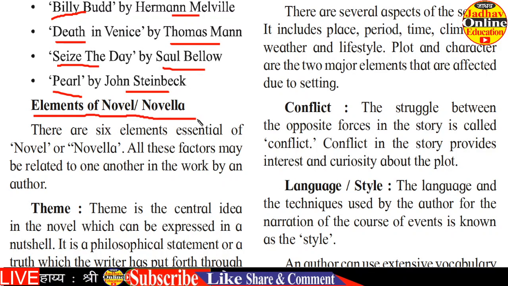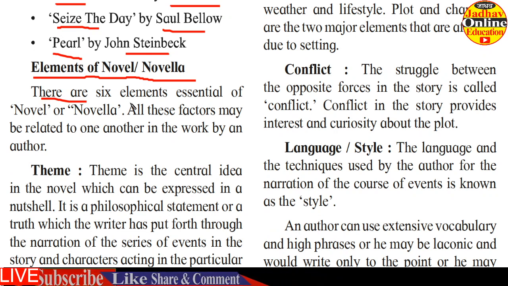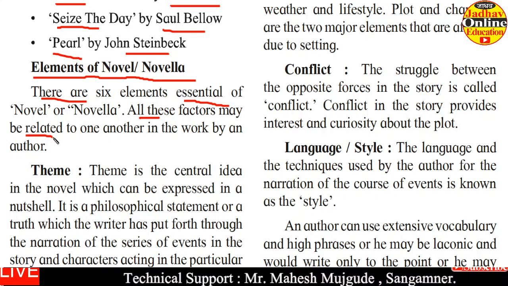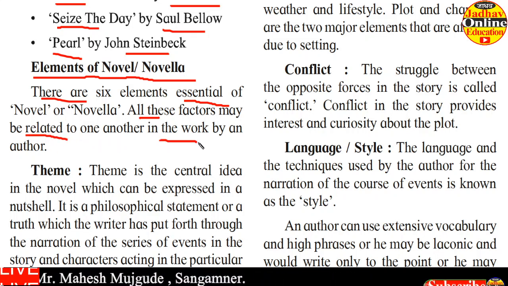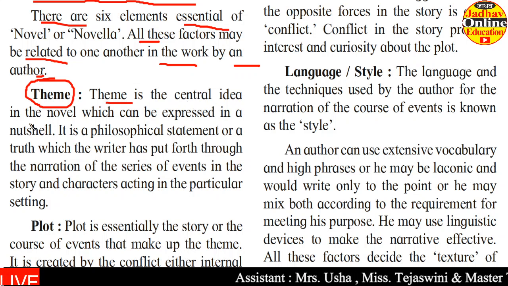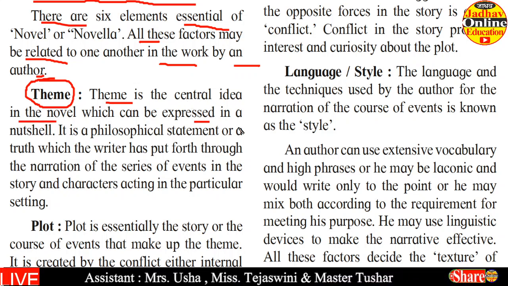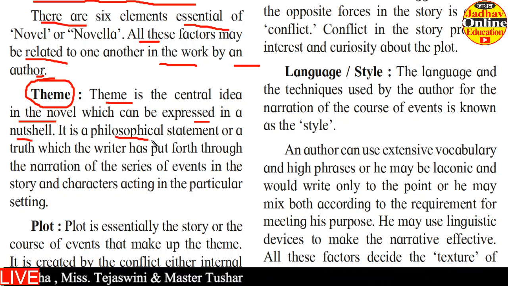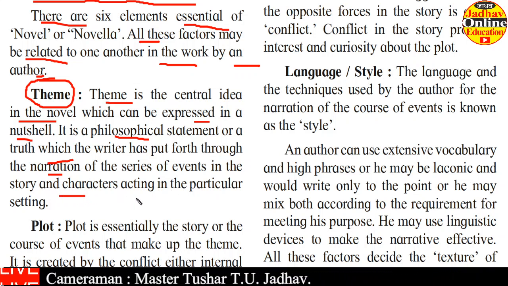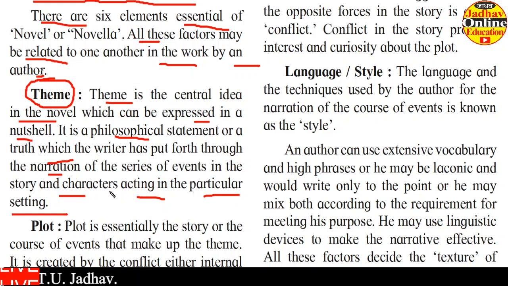Elements of novel or novella. There are six elements essential to a novel or novella. All these factors may be related to one another in the work by an author. First one is theme. Theme is the central idea in the novel which can be expressed in a nutshell. It is a philosophical statement or a truth which the writer has put forth through the narration of the series of events in the story and characters acting in the particular setting.